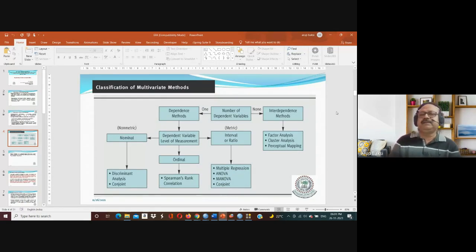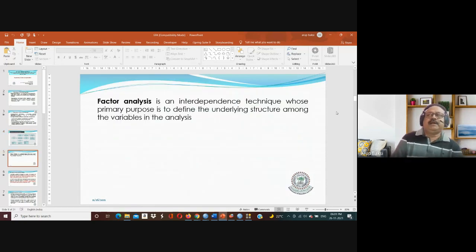Mostly when it is scale development, that is the most natural example that comes to our mind, the interdependence technique is applied in most of the cases where a researcher is very much interested or focused on developing a measurement instrument or a scale. So factor analysis is an interdependence technique whose primary purpose is to define the underlying structure among the variables in the analysis. Now, very closely related to factor analysis is another concept called principal component analysis, or PCA. Probably you have heard about that also.